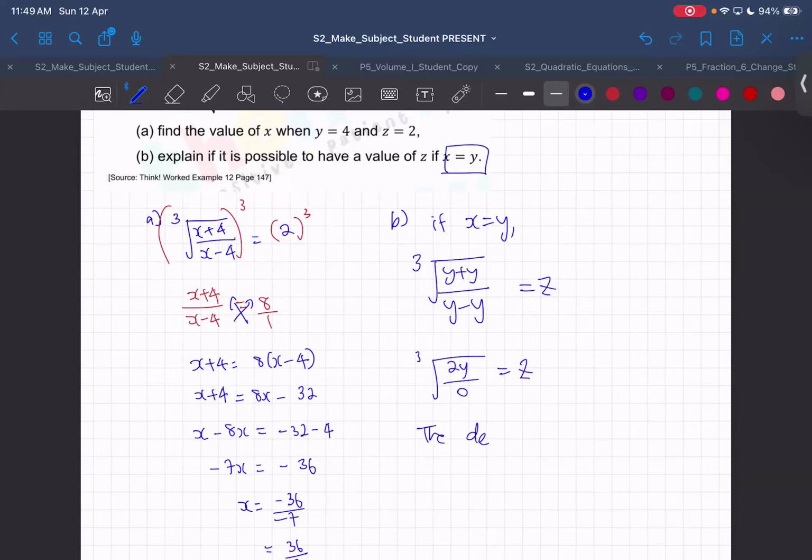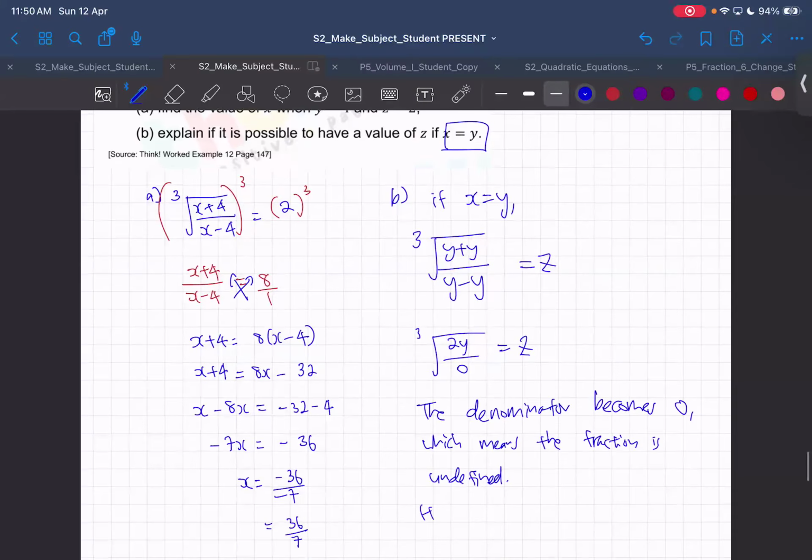The denominator, yeah, this one is much easier, right? The denominator becomes 0, which means the fraction is undefined. So hence z cannot exist when x equals y.